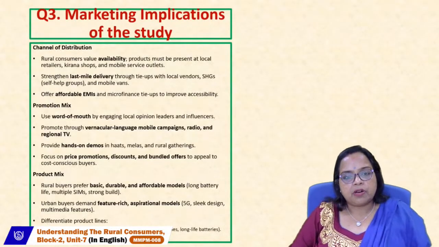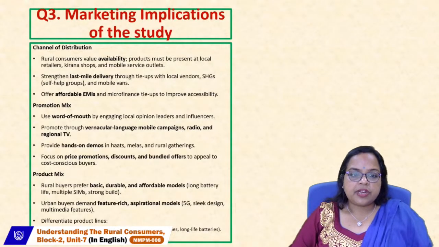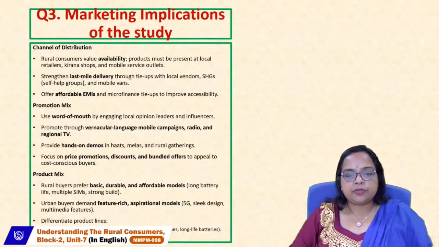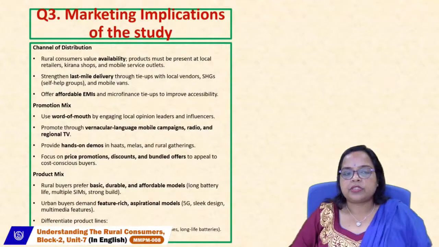The last question is the marketing implication of the study. The first implication is channel of distribution. Rural consumers value availability. If the product is available to them, they are purchasing it. Strengthen last mile delivery through tie-ups with local vendors, SHG groups, and mobile vans. Offer affordable EMIs and microfinance tie-ups to improve accessibility. So this is the first implication, channel of distribution.